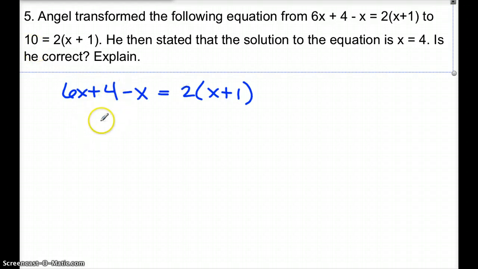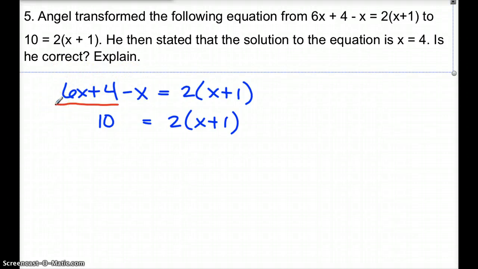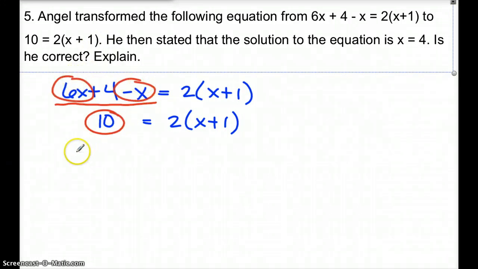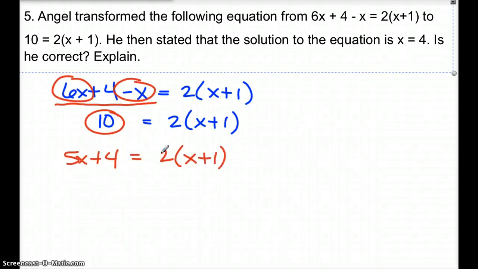And then he changed it to this. So he's saying all of this combined right here would equal 10. And you can clearly see that it would not equal 10. You can combine your x's. The 6x minus x would be 5x. And then you'd still have the plus 4. That would be equal to 2x plus 1. So they're not even the same equation there.